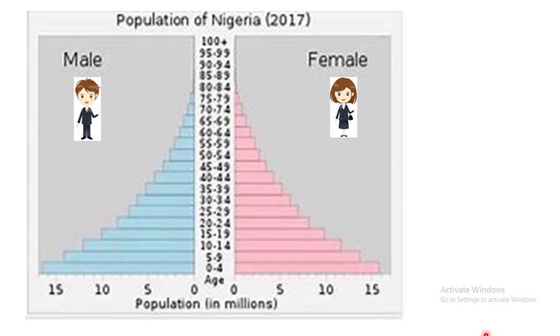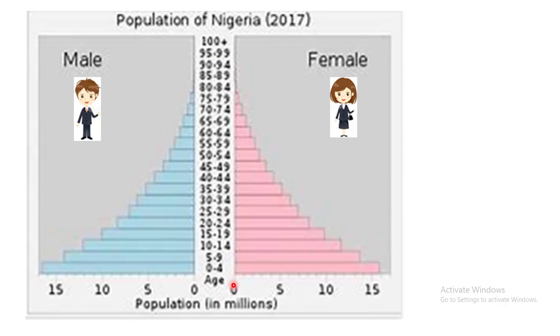How do you see this? You're seeing a picture of a male this way, a picture of a female, and you see this side looking pink and this side looking blue. Blue is usually associated with male, pink with female. So what has this just told us? This is the population of Nigeria in millions as of 2017. And if you look through the middle part here, it goes from 0 to 4 up to 100 years.